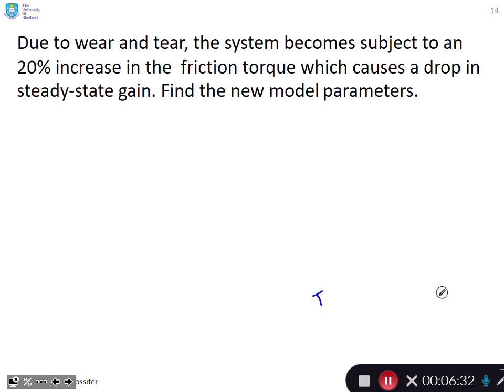So now we can look at the second part of the question. Due to wear and tear, the system becomes subject to a 20% increase in the friction torque, which causes a drop in steady state gain. Find new model parameters. Well, this is perhaps easier than some students would think.